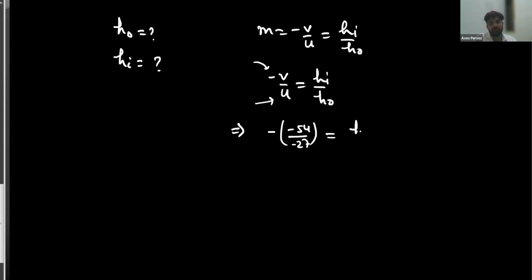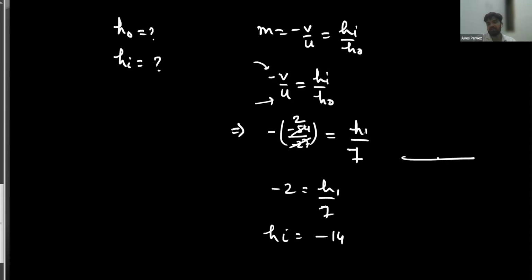Height of the image you have to calculate. Height of the object is given, plus 7, so you have to write plus 7 here. You will get minus 2. Minus 2 is equal to height of image upon 7, then h, the height of the image, is equal to minus 14.